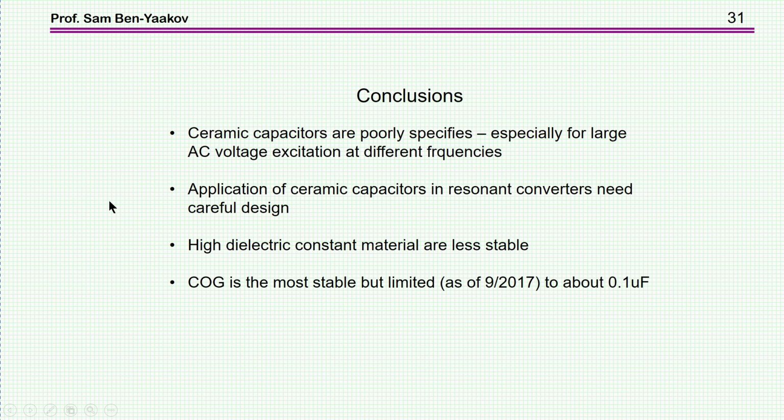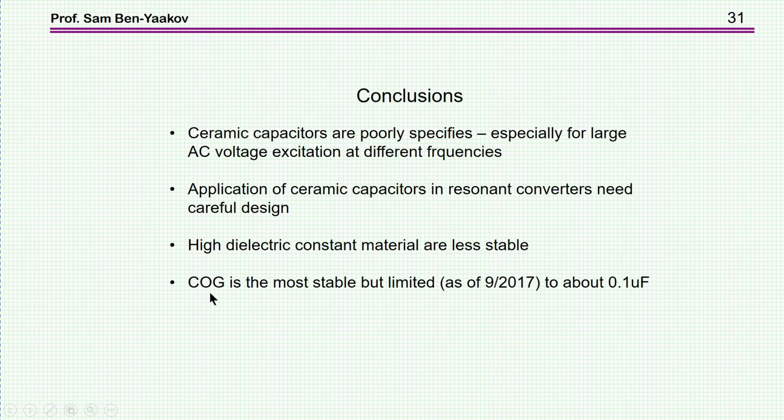So this brings me to the conclusion. We see that ceramic capacitors are really poorly specified, especially for large AC voltage excitation at different frequencies and at different bias voltages. All the information we have, very scarce information, is for zero bias and 1 kilohertz. Now, application of ceramic capacitors in resonant converters needs really careful design because there's very little data. Now, high dielectric constants are less stable. We've seen that they are prone to changes, etc.